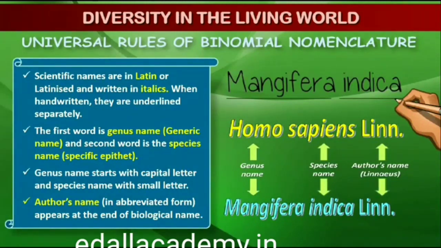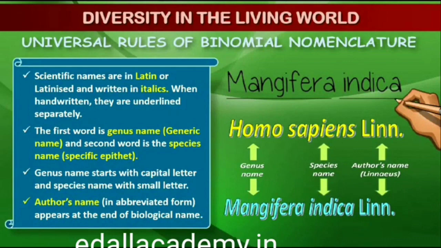Let us take the example of mango to understand the way of providing scientific names better. The scientific name of mango is written as Mangifera indica. Let us see how it is a binomial name. In this name, Mangifera represents the genus, while indica is a particular species, or a specific epithet. Other universal rules of nomenclature are as follows.